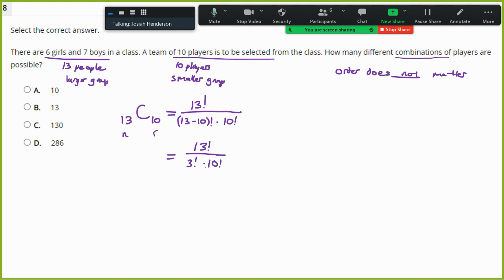Now what I want to do is expand the factorials out and cancel whatever we can to make it easier and find our answer. Remember, factorial means it's that number times all the integers below it. So 13 factorial on the top can be expanded as 13 times 12 times 11 times 10 and so forth. I'm going to stop at 10 because in the denominator we have a 10 factorial, and we can just cancel those right across each other. I'll expand out the 3 factorial as 3 times 2.